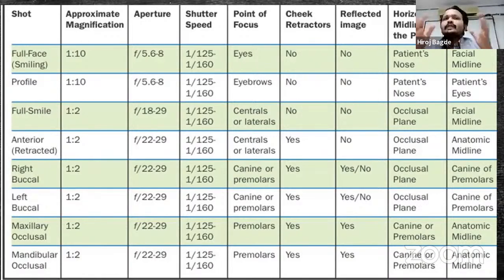So the distance matters. The approximate magnification I have told goes with the aperture. Now see, can you see the changes in the aperture size from f6 to 8 to f22 to 29? So there is an increase in the f-stop, which I have explained earlier. It means the aperture size for the full face profile will be larger as compared to a mandibular occlusal or a central incisor or a particular single tooth. The f-stop means the aperture.